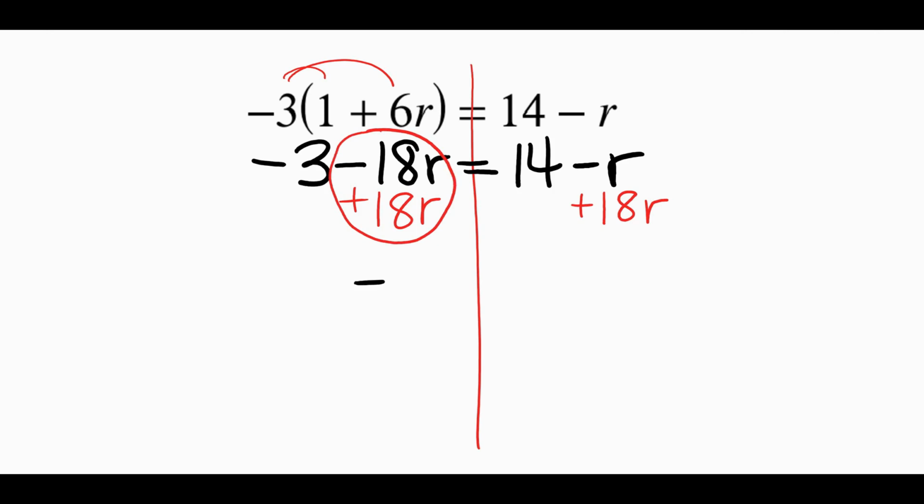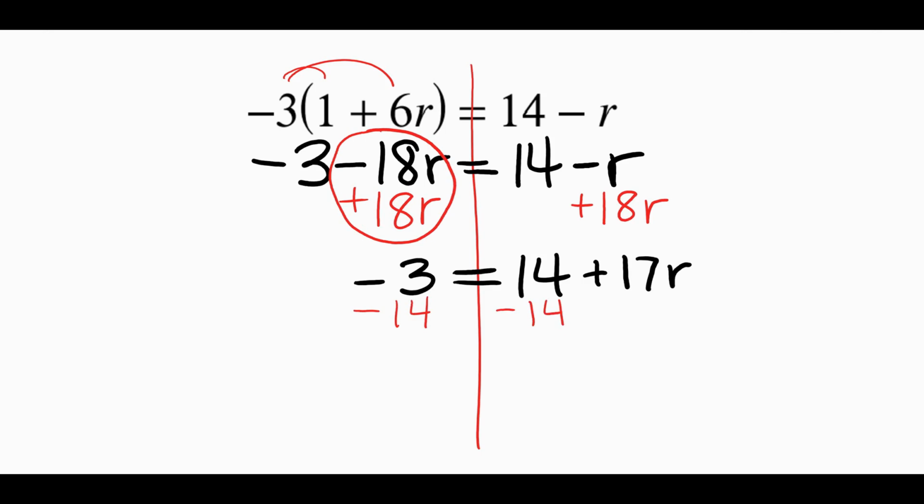So on the left-hand side, all I have now is negative 3. And on the right-hand side, I have my 14, which I'll bring down. And if I have a positive 18r minus r, I have a positive 17r on that side. So now that I have my r's on the right side, I want all the numbers without r's on the left side. So I'm going to take that positive 14 and I'm going to do the opposite. I'm going to subtract 14 so that I can combine it with the negative 3.